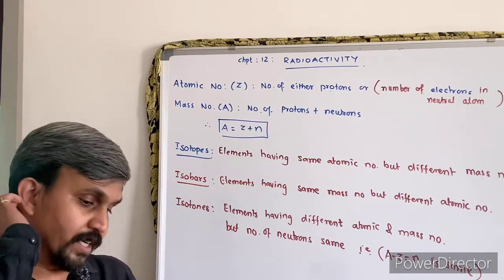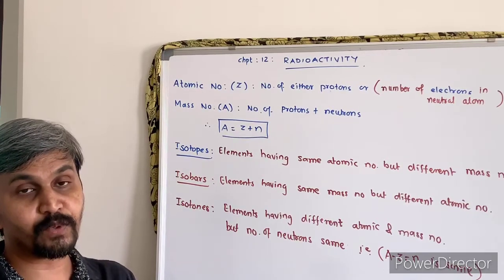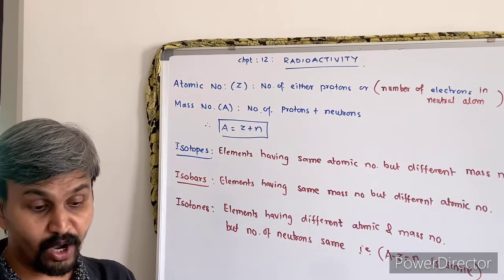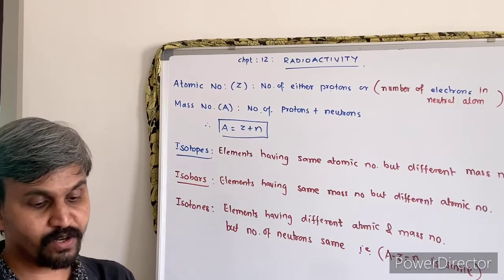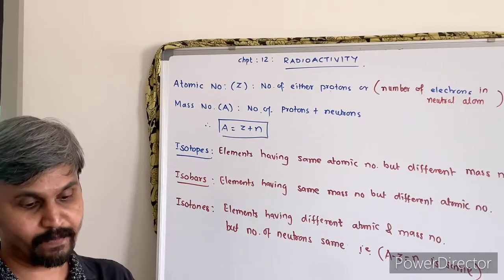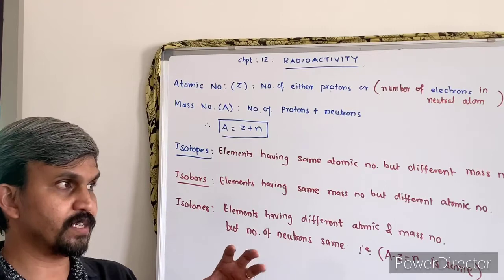Now, there is a definition that says radioactivity is a nuclear phenomenon. It is a process of spontaneous emission of alpha, beta and gamma radiation from the nucleus of an atom during decay. Now, this radioactivity is a random phenomenon.